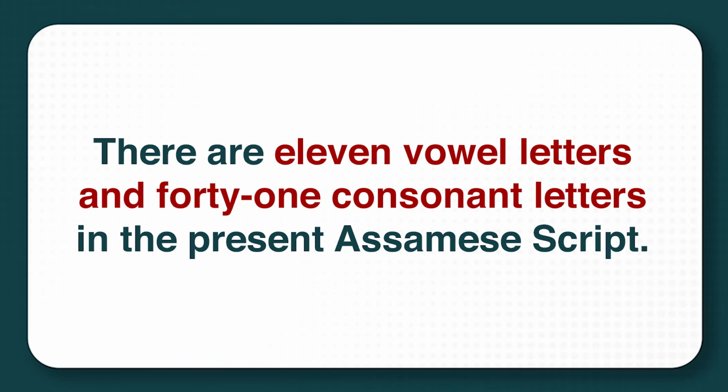In this class, we are going to revisit the Assamese alphabet to make words and frame phrases and simple sentences using the Assamese letters. Before that, let's quickly go through the two sets of Assamese alphabet. There are 11 vowel letters and 41 consonant letters in the present Assamese script.